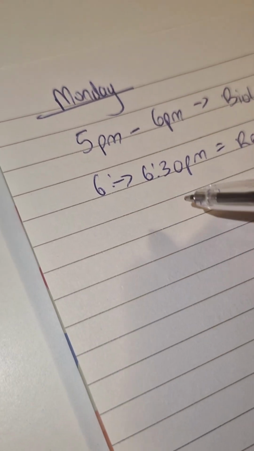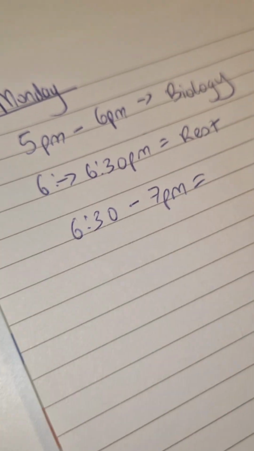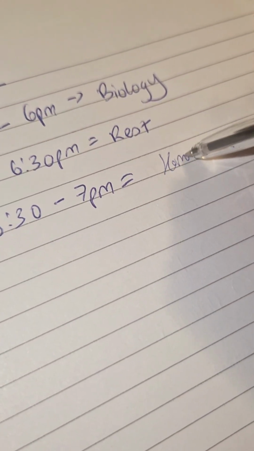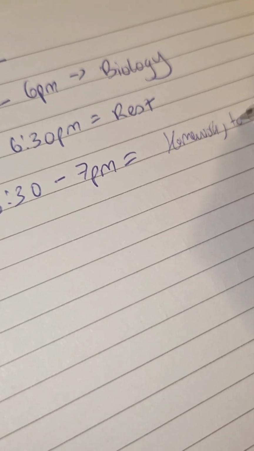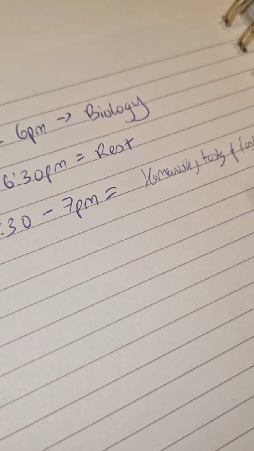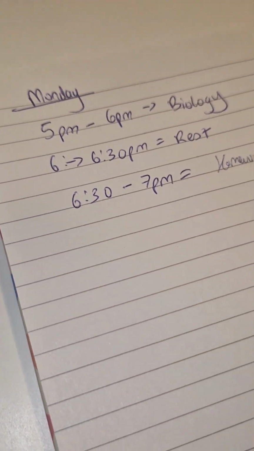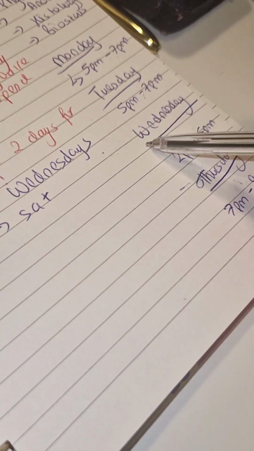And now you've got 6:30 to 7 p.m. to do whatever homework or tasks or flashcards you have to do. We try and go as light as possible on the first day of our study to not overwhelm ourselves. And you're going to do the same for Tuesday, Wednesday, Thursday, and Friday. Of course, our Wednesday will be our rest day.